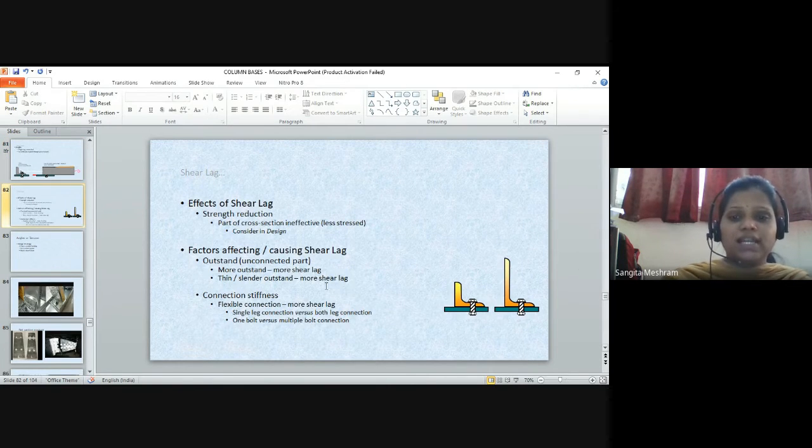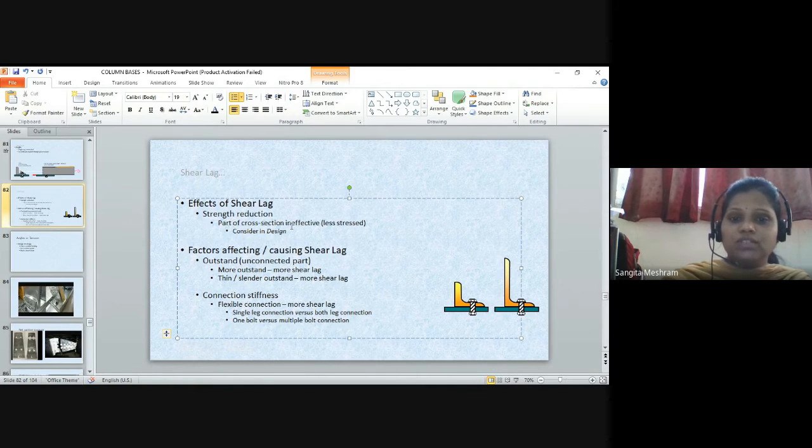Then the effects of shear lag are given. Strength reduction: part of the cross section is ineffective, that is, less stress, which we have to consider in the design. Then the factors affecting or causing shear lag: outstand, that is nothing but the unconnected part. The connected part is the connected leg, and the part which is not connected is the outstanding leg. Due to that there will be the shear lag effect. Basically the shear lag is caused by this outstand member, that is the unconnected member.